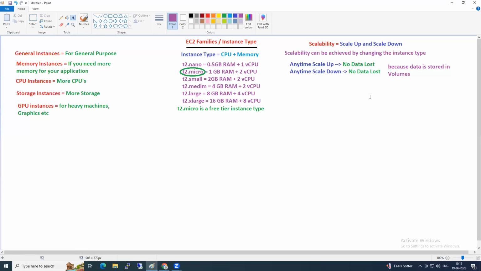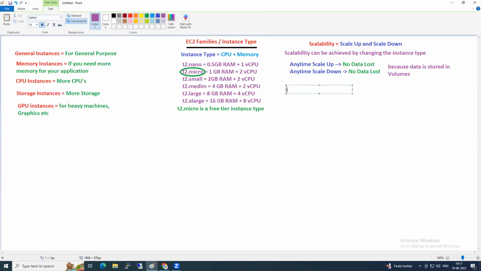Okay, now can you change the instance type while EC2 is running? What you need to do? Stop. That is also a certification question. You need to stop the EC2 instance to change the instance type.